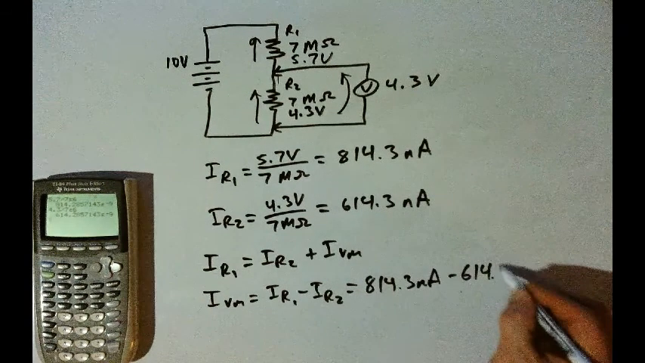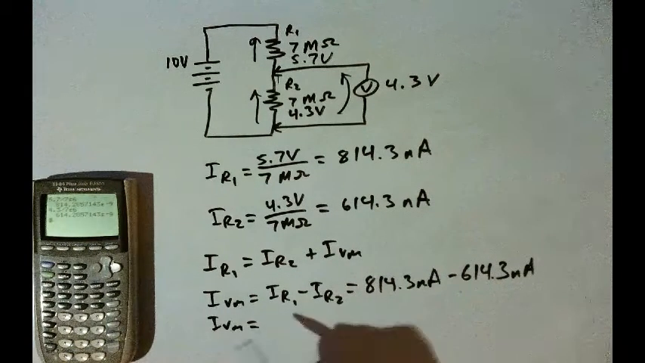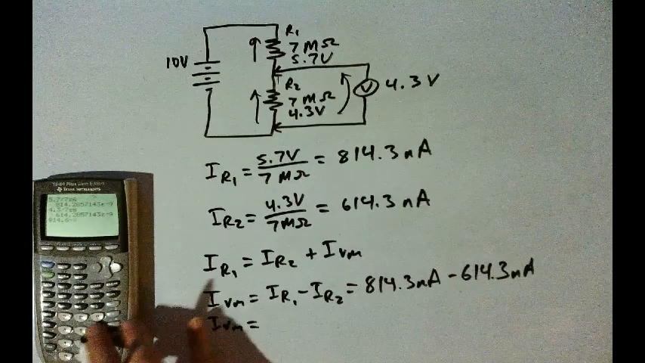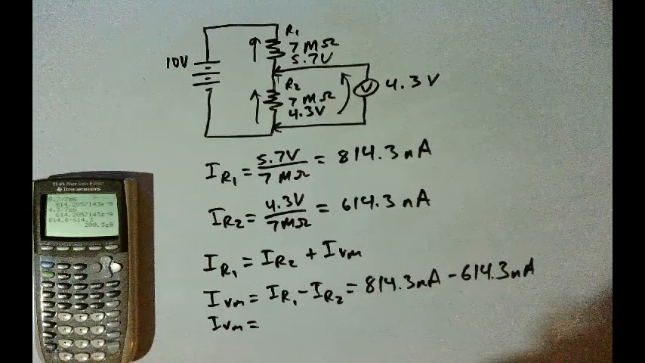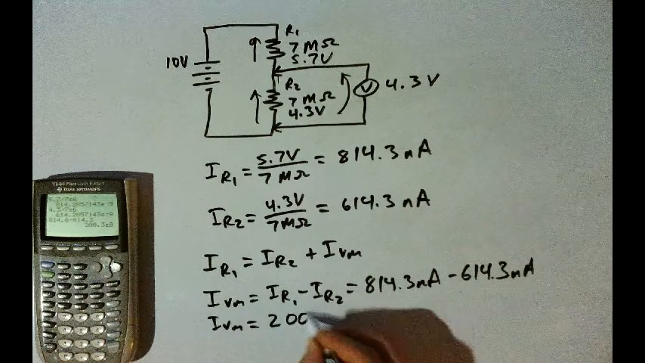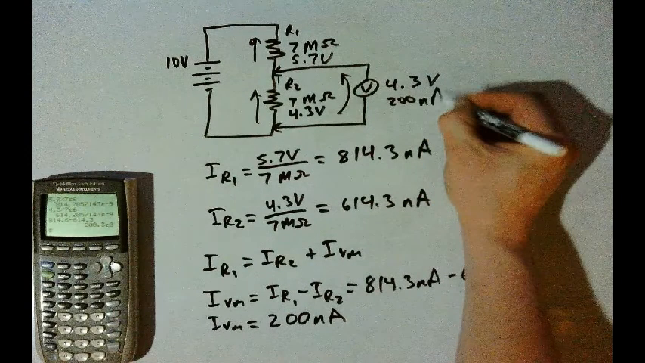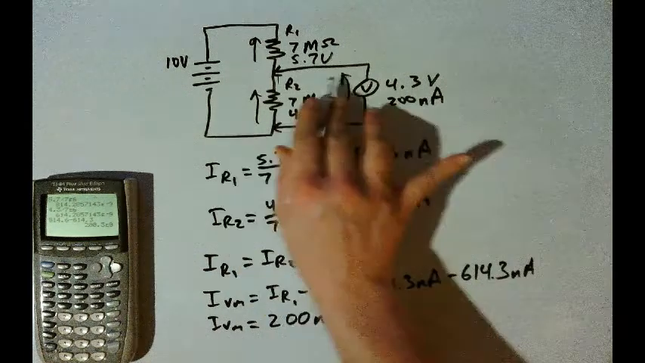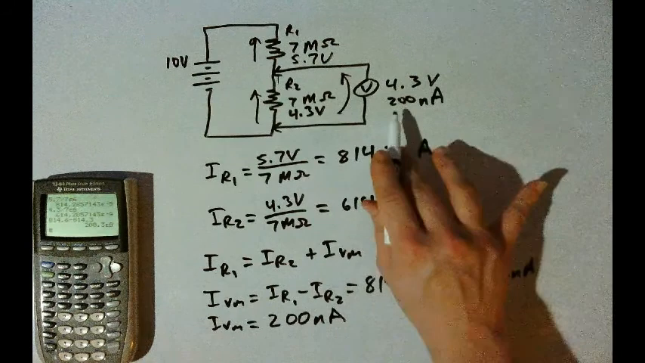Now we can find the resistance of the voltmeter. The resistance of the meter will be the voltage divided by the current. So we'll have 4.3 volts divided by 200 nanoamps, and the resistance will be 21.5 mega ohms. So in order for us to get a 4.3 volts reading against a 7 mega ohm resistor, the internal resistance of that voltmeter must be 21.5 mega ohms.